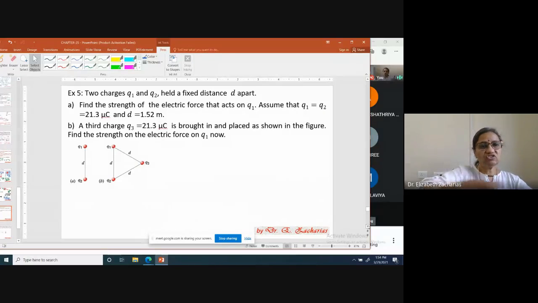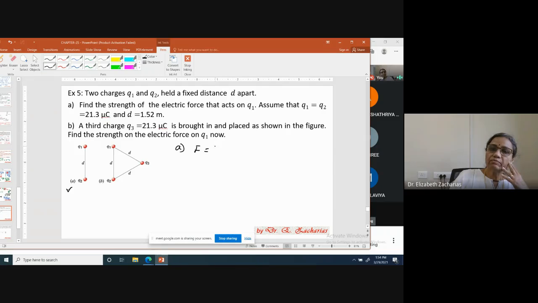Now technically this chapter is over, but very quickly let us try one or two problems. So shall we try this? Here's an exercise problem, try it. There are two charges Q1 and Q2. This is the first picture, Q1 and Q2 at a distance d from each other. If Q1 equals Q2 equals 21.3 microcoulomb and d equals 1.52 meters, what is the electric force that acts on Q1? Tell me, how will you do that?